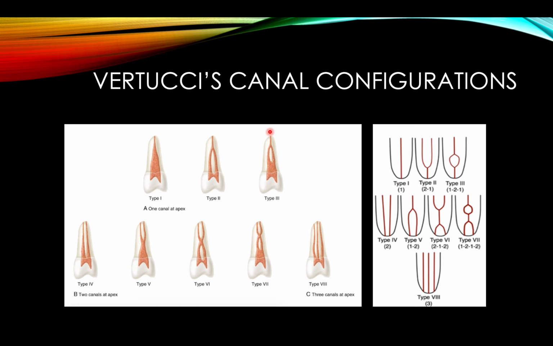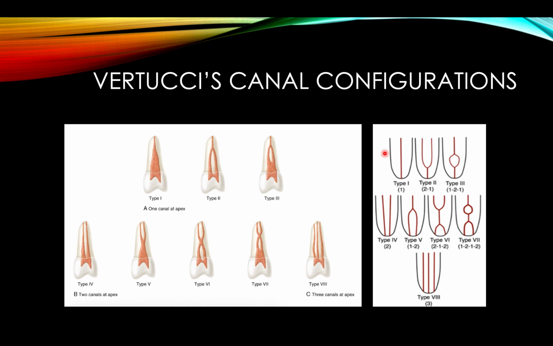In type 5, we have one canal, one orifice, and two apical foramina. In type 6, we have two orifices, and then they join into one canal, and then they exit the root surface in two apical foramina. And then in type 7, we have one orifice, two canals, then they join in one canal, and then they branch again and exit the root surface in two apical foramina. And type 8, we have three separate orifices, three separate canals, and three apical foramina.